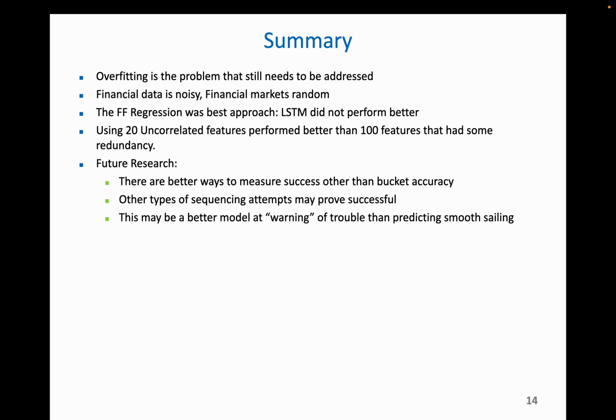Again, I didn't see too much difference in using the 20 uncorrelated features than using the 100. So what that tells me is that it's better to do a more stringent and efficient feature selection prior, because it doesn't hurt the results and it's cleaner to do that.